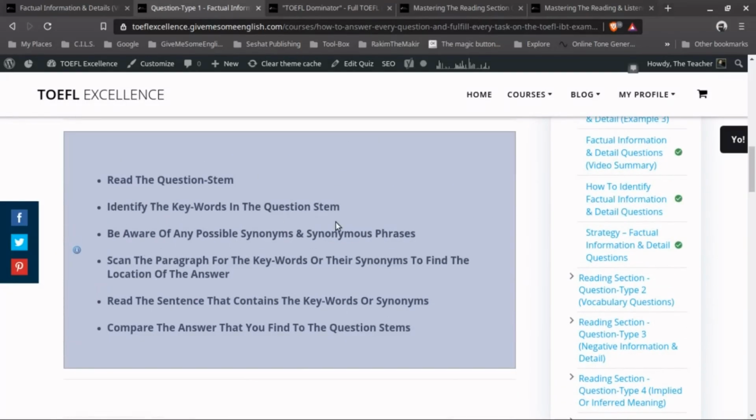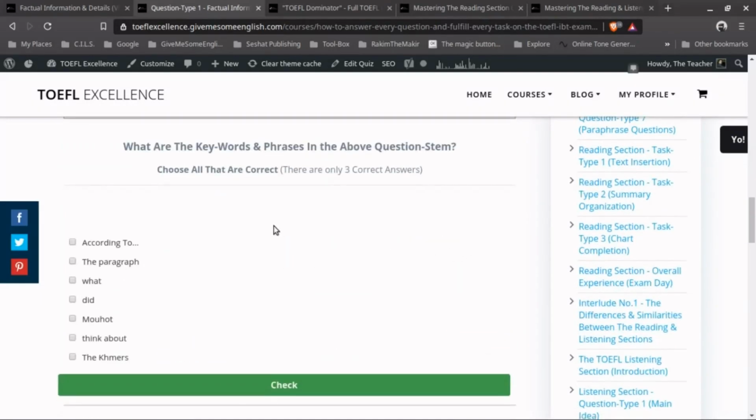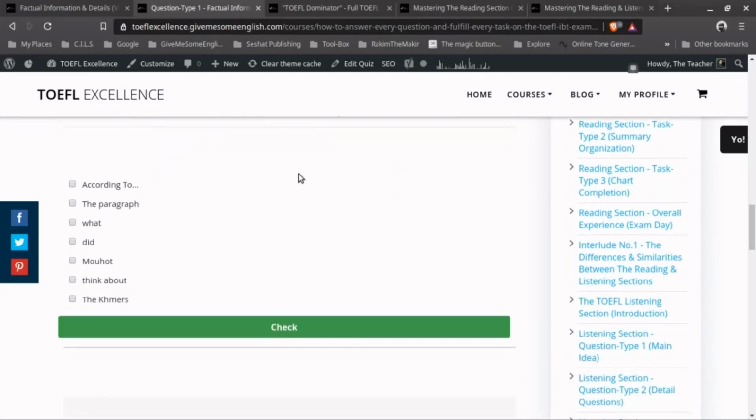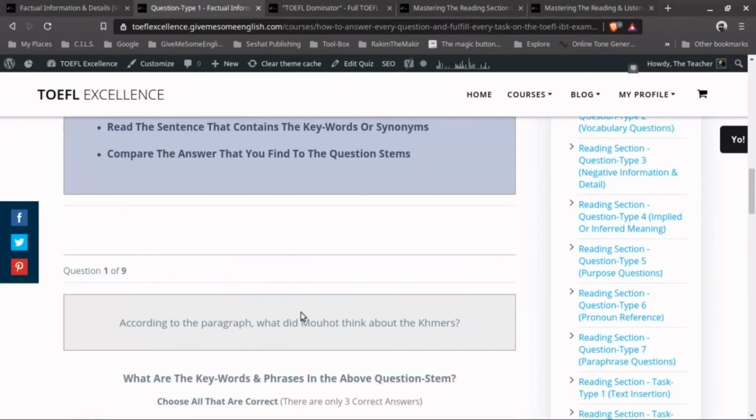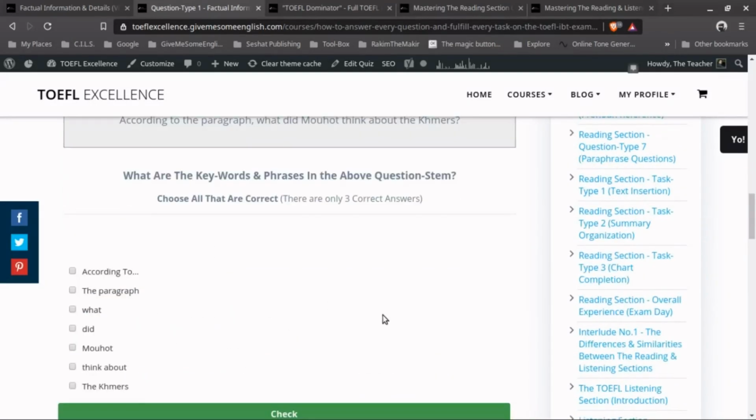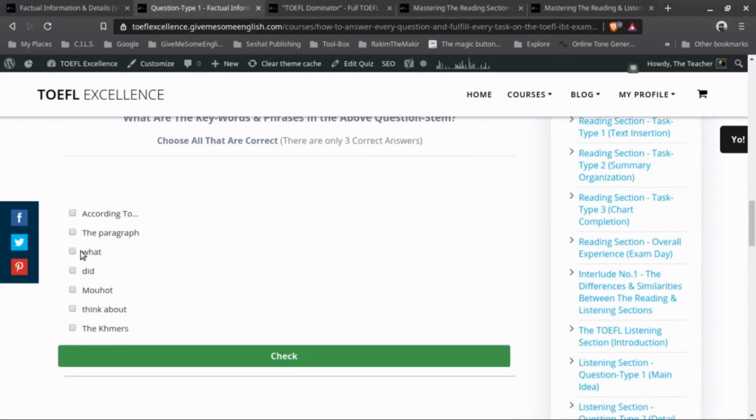So then you have to identify the keywords in the question stem. That's what this question is asking: what are the 3 keywords? Now, it doesn't mean that they're always going to be 3, but there are 3 for this particular quiz. So if you went through the lesson, you remember that the phrase "according to" is just an indication that this is a factual information and detail type. "The paragraph" doesn't give you any information about the answer or anything that's going to help you. That's just telling you, in the paragraph, which you'll see on the next slide. "What" doesn't help you. That's just another indicator.